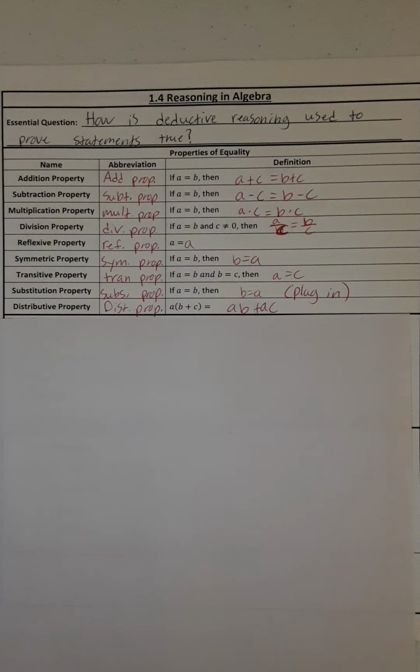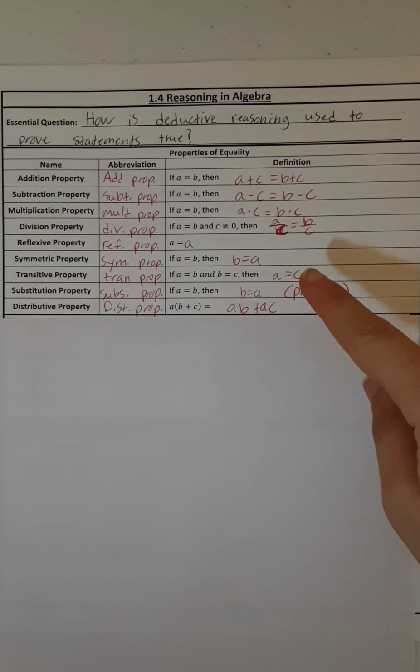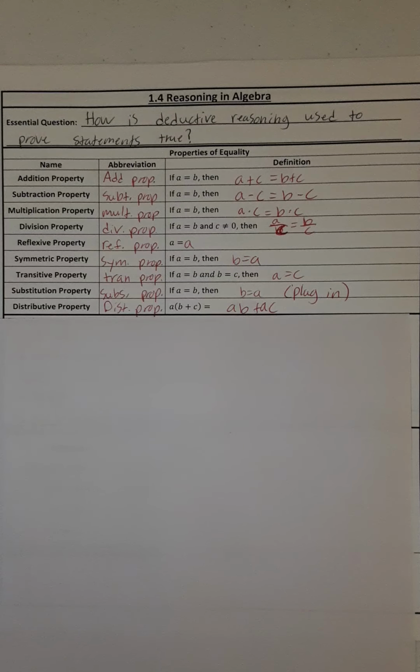The multiplication property says if A equals B, then A times C equals B times C. So multiplying by the same thing on both sides will leave the two sides equal. The division property says if A equals B and C does not equal 0, because we can't divide by 0, then A divided by C equals B divided by C. The reflexive property says A is always equal to itself. The symmetric property says if A equals B, then B equals A, basically that you can flip the two sides of the equal sign. The transitive property says if A equals B and B equals C, then because both A and C equal B, A must be equal to C.